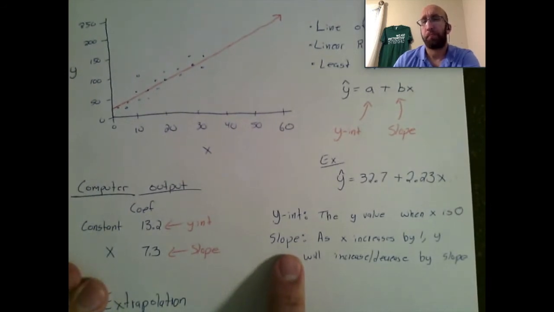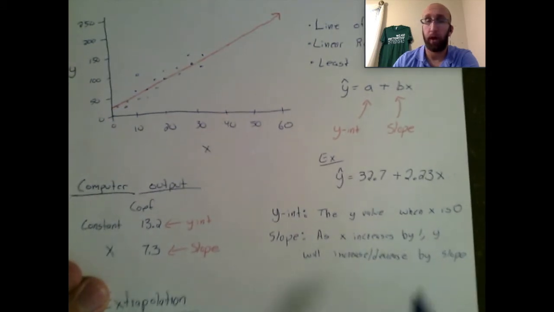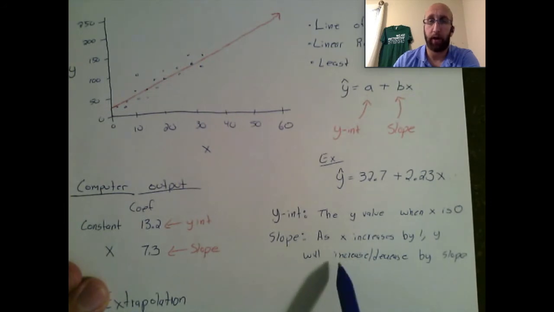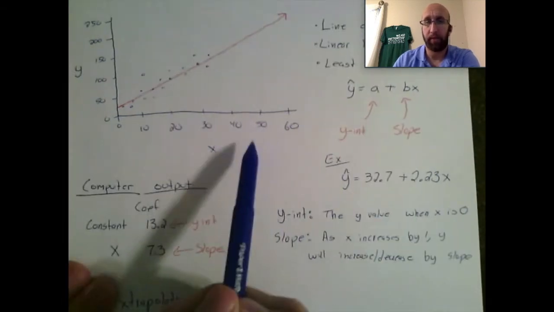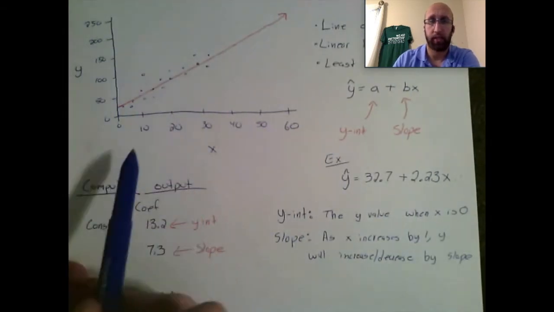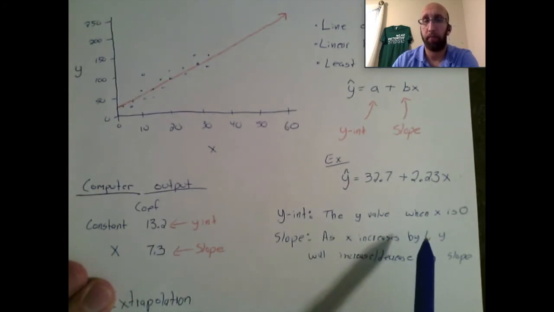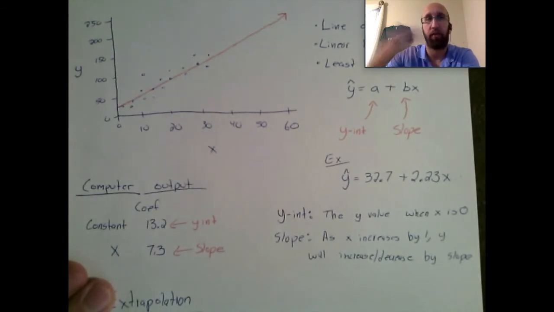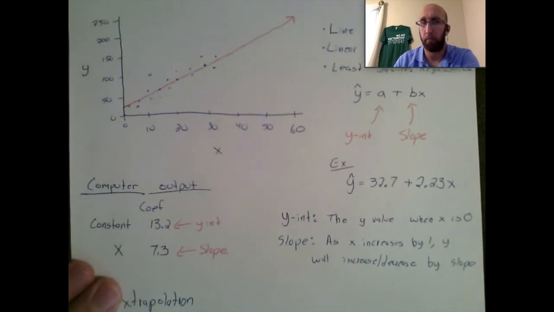For slope, that is as x increases by 1, y will increase or decrease by whatever value that slope is. The reason why I say increase or decrease is if your slope is positive, you're increasing. If your slope is negative, you are decreasing. Going back to my same example of hours studied and a score on a test, as the number of hours that I study increases by 1, my score on the test will increase by whatever my slope is, if it's a positive slope, or my score will decrease by this many points if it was a negative slope. So we'll have to know how to interpret y-intercepts and slopes.